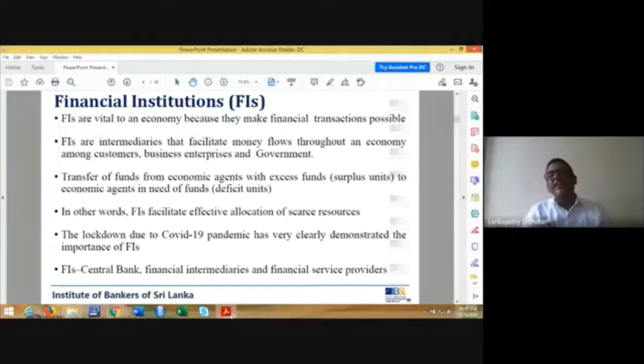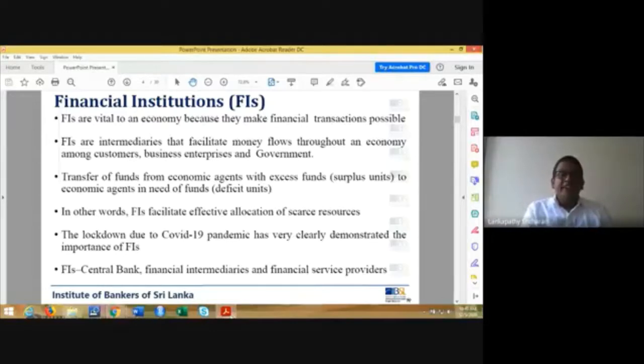When they get funds, they mainly get them through deposits. And when they give funds to the deficit units, they give them through loans and advances. So this is the way financial intermediaries connect financial transactions, thereby facilitating the financial system of the economy.